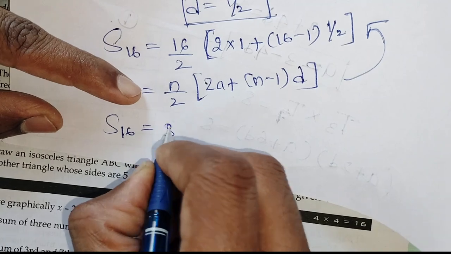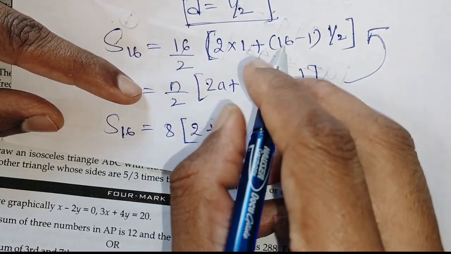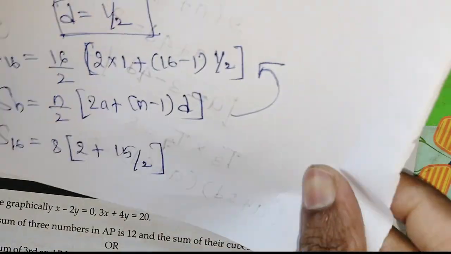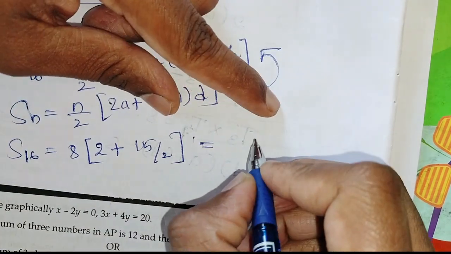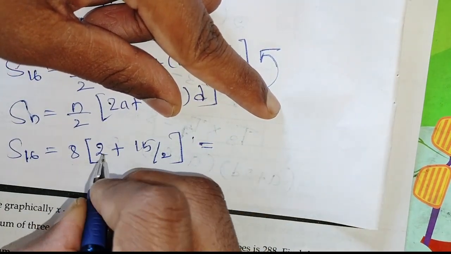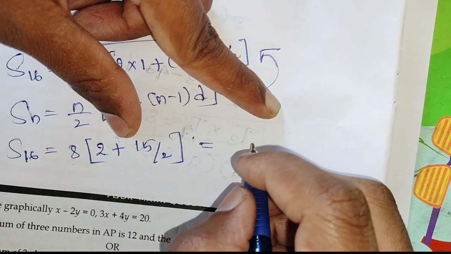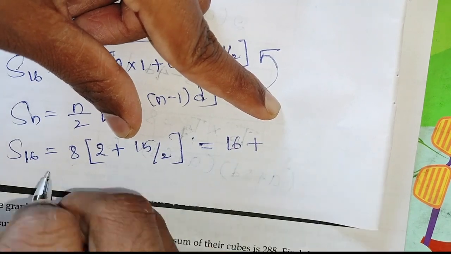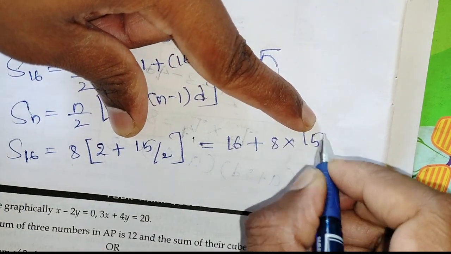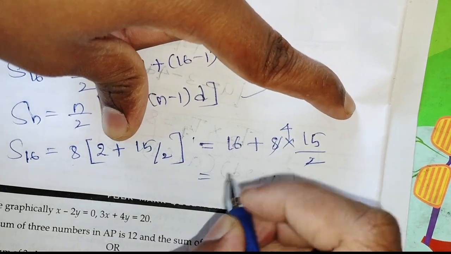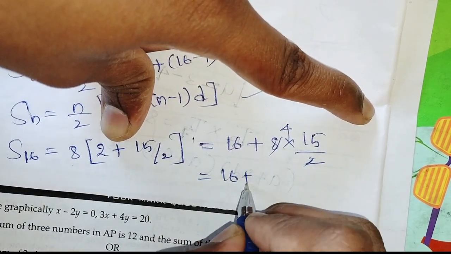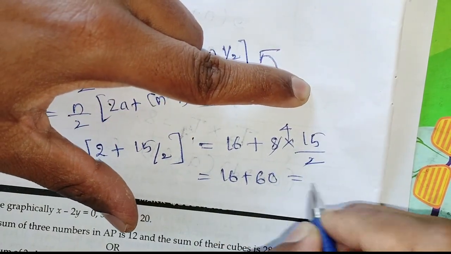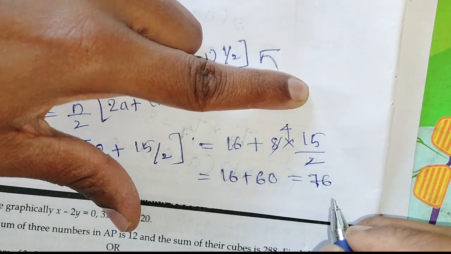16 by 2 is 8, and 2 plus 15 by 2, and we distribute here. It is 16 plus 8 into 15 by 2 is 4, 16 plus 60, that is 76. Okay, it is the answer.